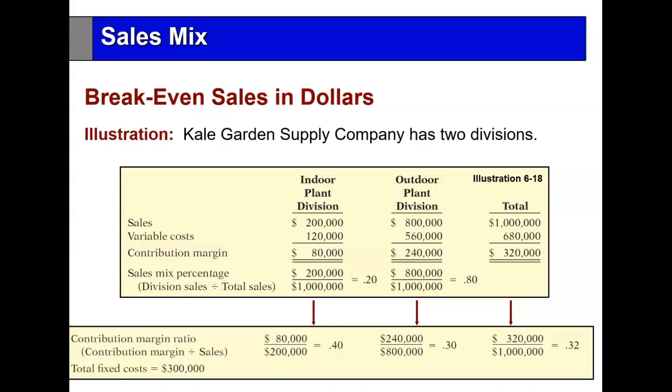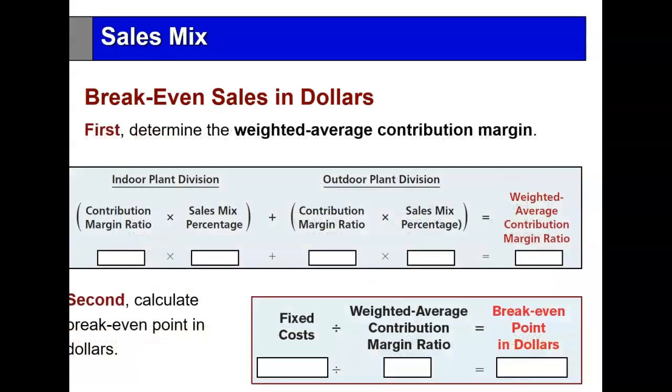the sales mix then would be 200 divided by $1 million, or 20%. And the outdoor would be 800 divided by $1 million, or 80%. Now I have to take the contribution margin and turn it into the ratio. So I get the contribution margin ratio for the indoor plant division. That is 80 divided by 200,000, or 40%. Now for the outdoor, it's 240 divided by 800,000, or 30%. So weighted together, they're 32. Now the fixed costs, as I said before, are common to both. So the fixed costs here are 300,000.